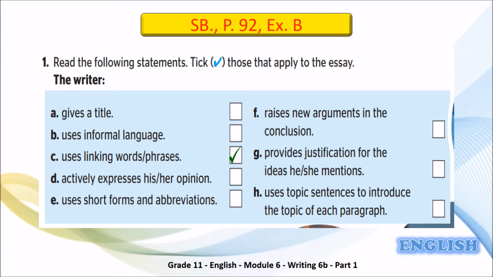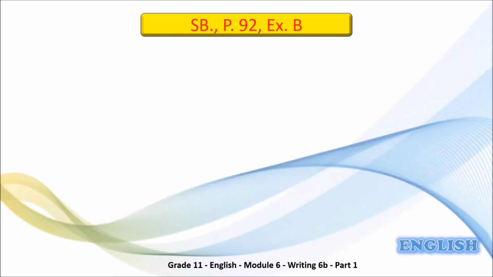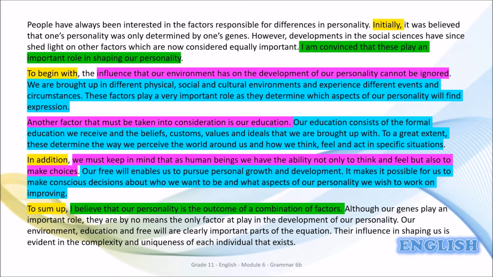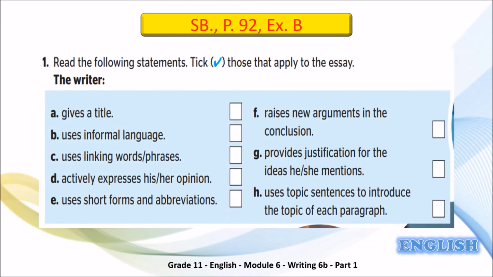D. Actively expresses his or her opinion. Back again to the text. I am convinced that these play an important role in shaping our personality. Here, the writer states his or her opinion. Also, in the conclusion, I believe that our personality is the outcome of a combination of factors. Here again, he or she states his or her opinion. So we tick sentence D.